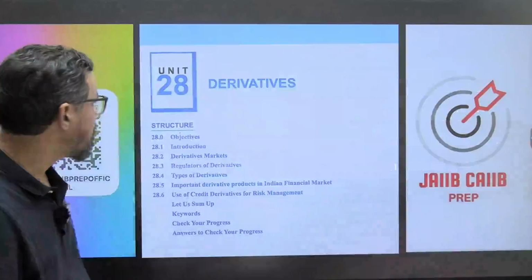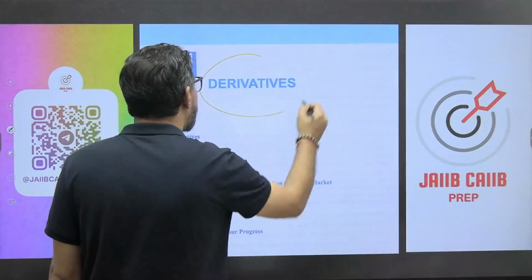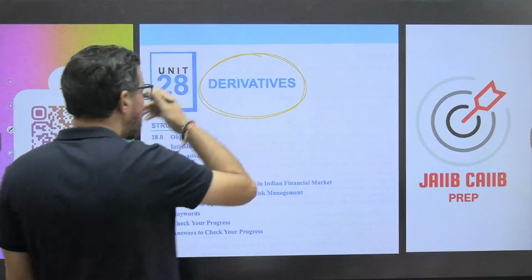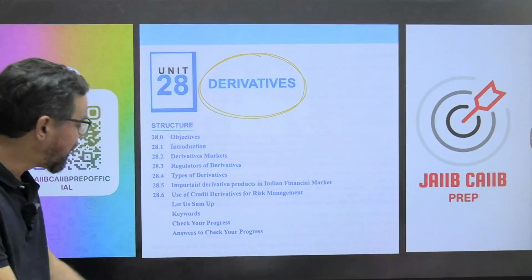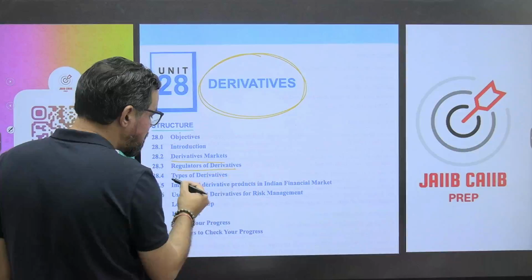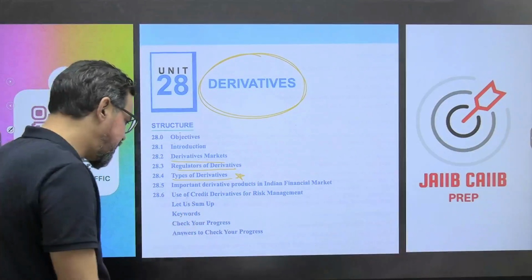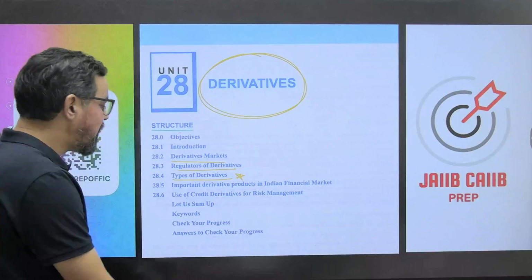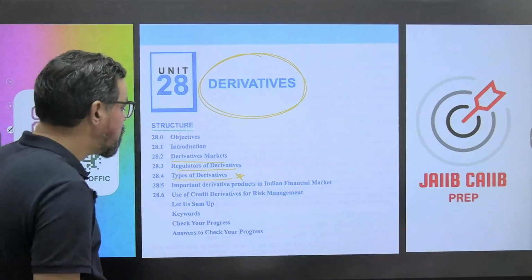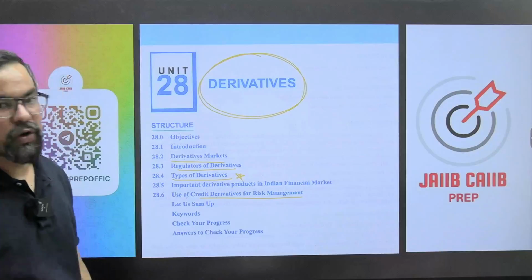Next one, the final unit, which is derivatives, again very important. So financial derivatives, the derivative market, regulations, types of derivatives, especially the swaps portion, which is very important. Again, important derivative products in India, and uses of credit derivatives for risk management, very important, right?